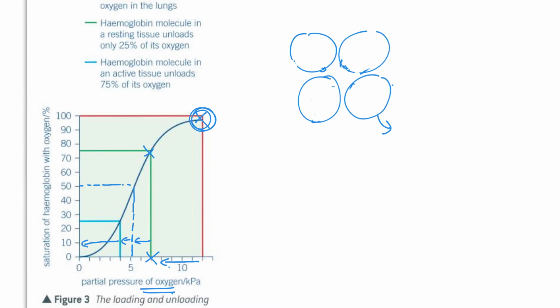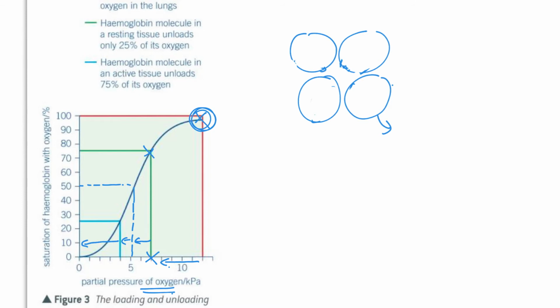But it doesn't actually make that much sense to describe it that way, because at the lungs, where you're going to pick up oxygen, you've got loads. You've got a really high partial pressure of oxygen. So we tend to think of it as a dissociation curve. As we're going around the body, we're giving up the oxygens to our cells. This process is called cooperative binding.